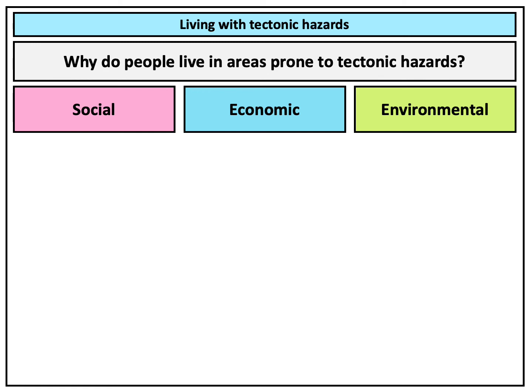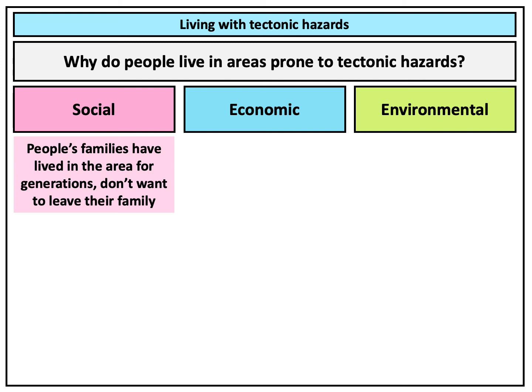So the first social one is that people's families have lived in the area for generations and they don't want to leave their family. So even though there is that risk there of potentially having an earthquake or a volcanic eruption or even a tsunami, people's families live there and people don't want to live in a lonely place. They don't want to move away from their families, typically.